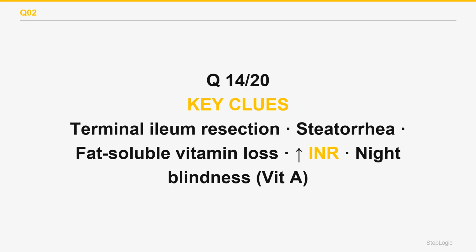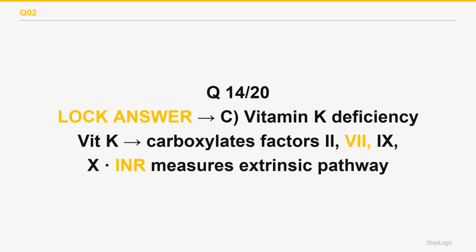Terminal ileum resection reduces absorption of fat-soluble vitamins A, D, E, K because bile salts are reabsorbed there. Steatorrhea means fat, and fat-soluble vitamins are lost in stool. The result: vitamin K deficiency, impaired carboxylation, elevated INR. Night blindness confirms vitamin A loss, but vitamin A does not affect INR. MCV 102 fL macrocytosis points to B12 deficiency from terminal ileum resection, the B12 absorption site, but B12 deficiency causes megaloblastic anemia, not coagulopathy. Two separate deficiencies, two separate consequences.